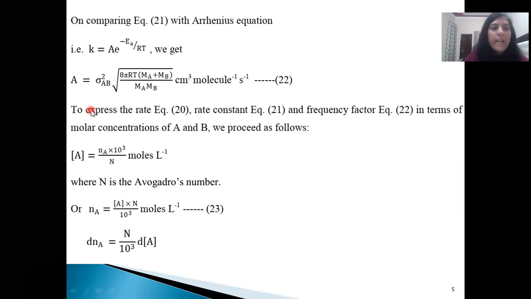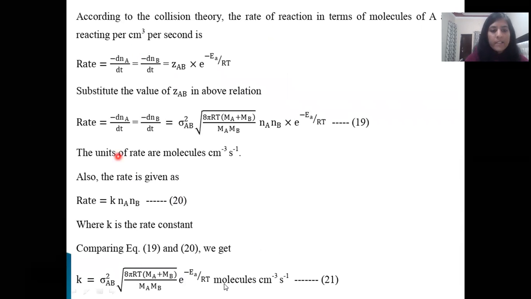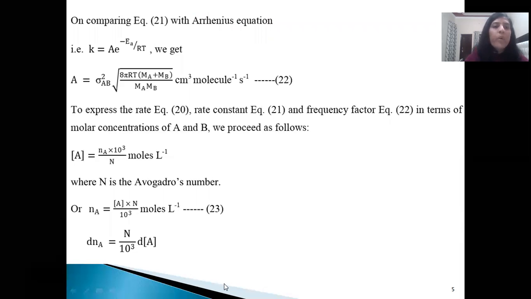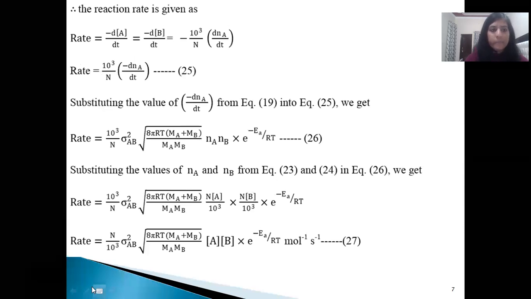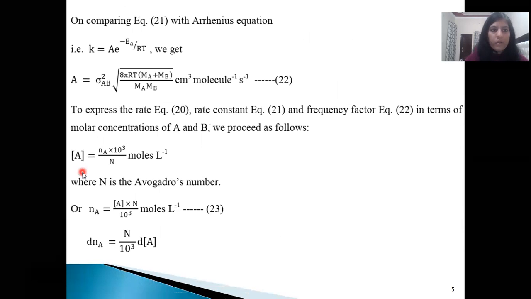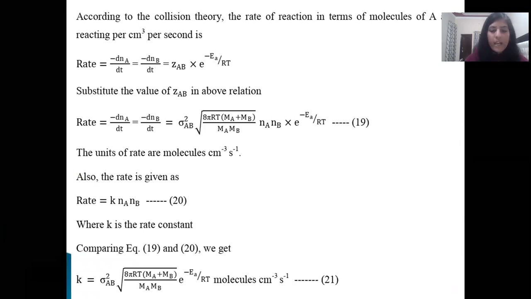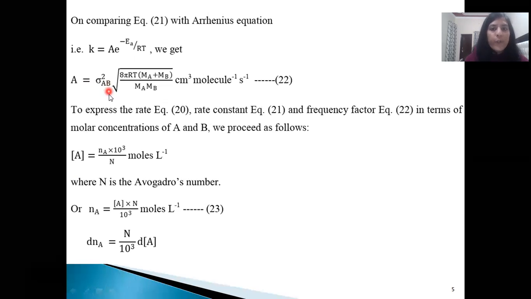A is equal to sigma squared AB under root of 8 pi kT (M_A plus M_B) upon (M_A into M_B), in centimeter cube per molecule per second. The exponential factor e to the power minus Ea upon RT gets cancelled by the exponential factor. To express the rate, in equation 20, this is the rate constant, and this is the frequency factor.